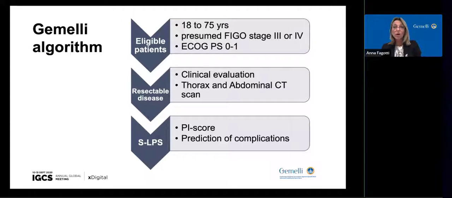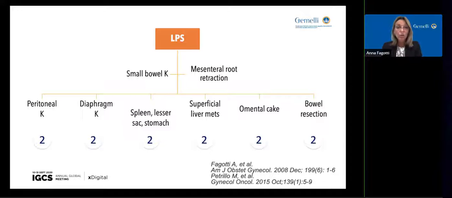However, there are some patients who are not frail, they are not elderly, they are fit, they are young, they are supposed to be resectable, but in fact they are not. And so we, in our department, use laparoscopy before deciding whether to manage these patients with primary or neoadjuvant chemotherapy. And this is the algorithm that we use, staging laparoscopy. First, we assess for the presence of small bowel carcinomatosis or mesenteric root retraction. Indeed, in our experience, we showed that these are the main limitations to achieve complete resection.